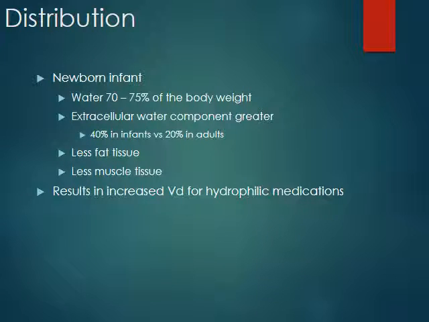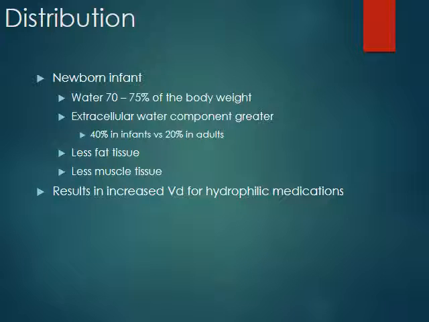When looking at newborn infants, they have a higher water percentage than adults. Roughly 70 to 75% of their body weight is water, and they have a higher extracellular water component, say 40% in infants versus just 20% for adults. In combination with having less fat and muscle tissue for their weight, hydrophilic medications will have a higher volume of distribution.